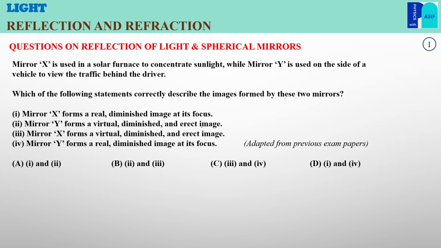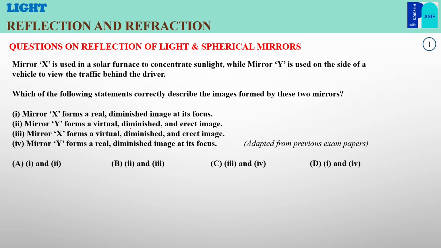Mirror X is used in a solar furnace to concentrate sunlight, while mirror Y is used on the side of a vehicle to view the traffic behind the driver. Which of the following statements correctly describe the images formed by these two mirrors? So first of all, we need to identify what type of mirrors they are.